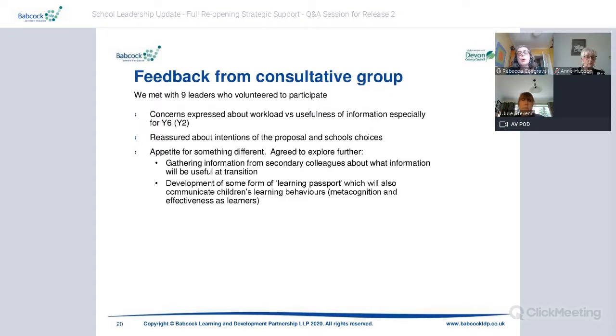I think what I really took from that is that there was quite a strong appetite to be a little bit more creative and to try and come up with some new ideas, but an understanding that we're very limited in time. So the two key messages that came out from there were around the need to really look at what information would be useful at transition, and whether it would be possible to provide some kind of learning passport document that would enable primary schools to be passing on information that captures what the child's learning behaviour is like, rather than just very simple numbers on a page.